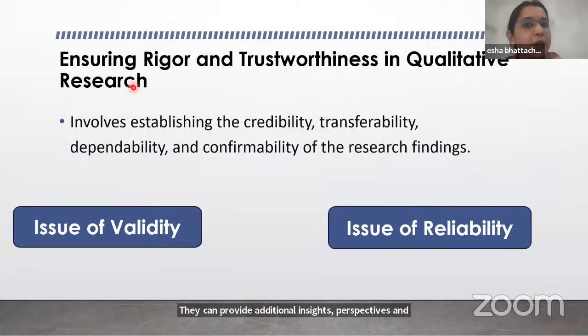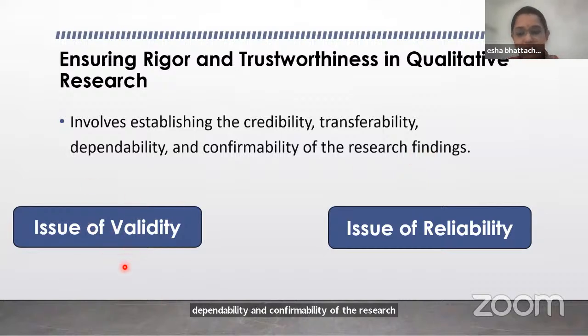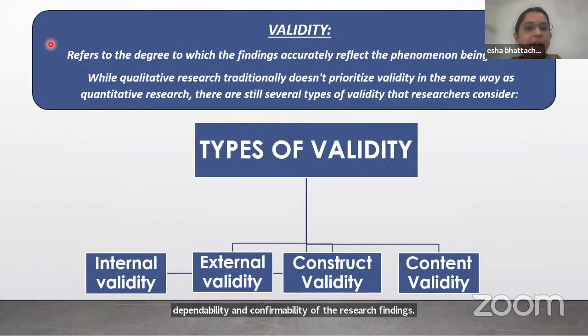How do we ensure rigor and trustworthiness in qualitative research? Whenever we talk about this, it involves establishing the credibility, transferability, dependability, and confirmability of the research findings. Two issues are important here: the issue of validity and reliability. Validity refers to the degree to which findings accurately reflect the phenomenon being studied.